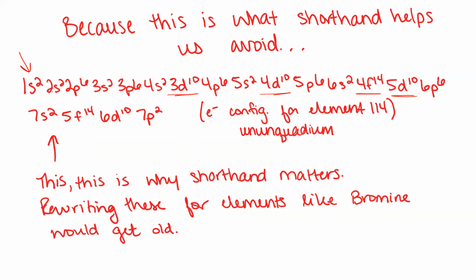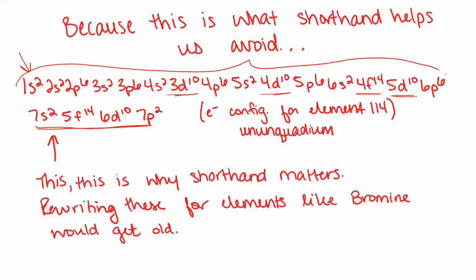Now, for practice, if we want to write this in shorthand, we know if we come up here, we have 1s2, 2s2, 2p6, so on and so forth. We need to find the next time that the s orbital shows up, which is right here in this line. Guess what? All of this can be represented by putting a noble gas into brackets. Believe it or not, that noble gas is in fact radon.